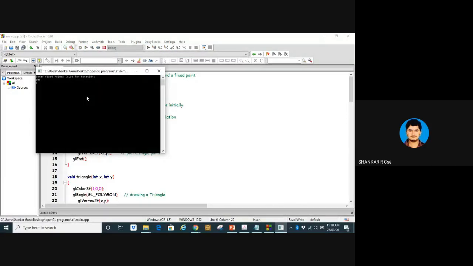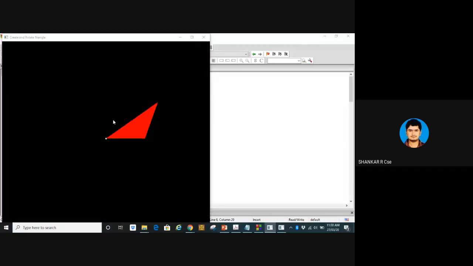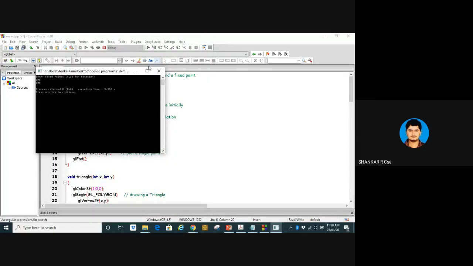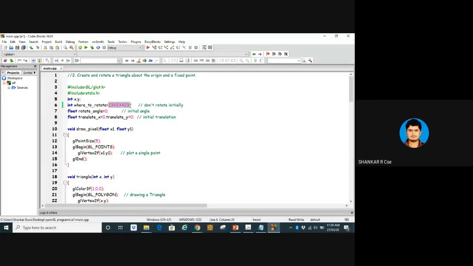It doesn't matter, because for any other number, since it doesn't recognize it, it doesn't matter. So it all depends on you. Do you want to keep rotating about the origin or the fixed point by default? You can choose that. So this is the story about where to rotate. Rotate angle. Initially it is 0.